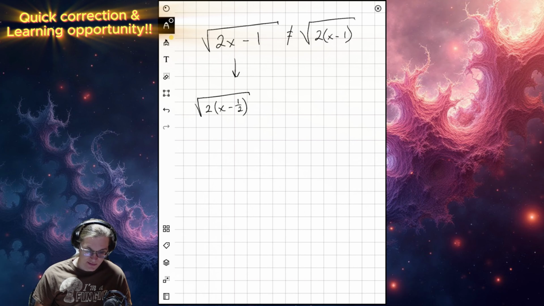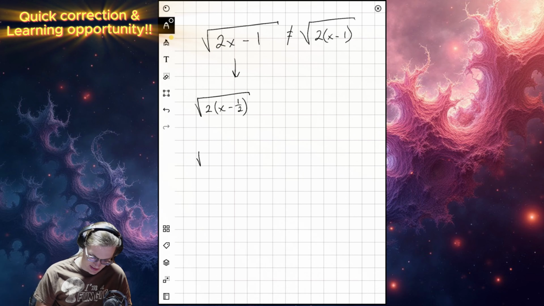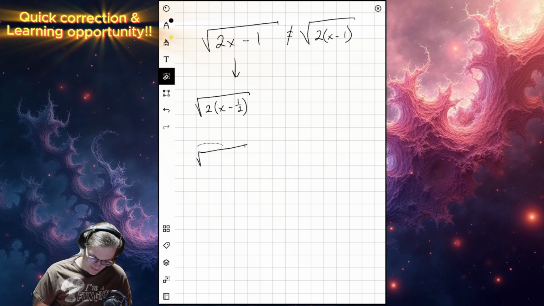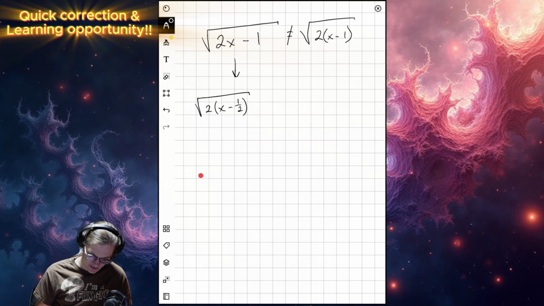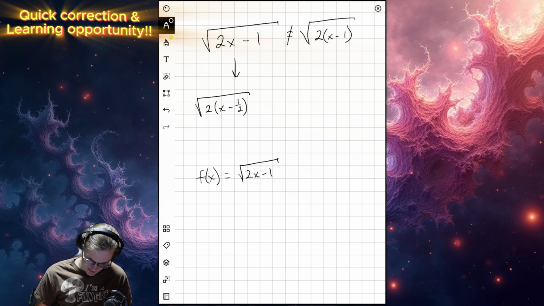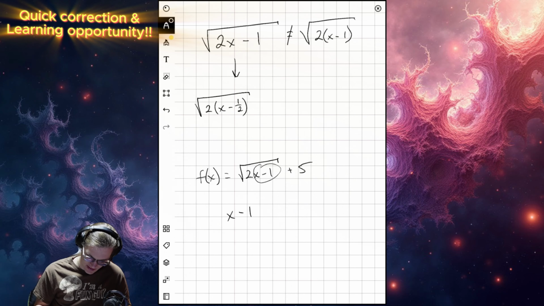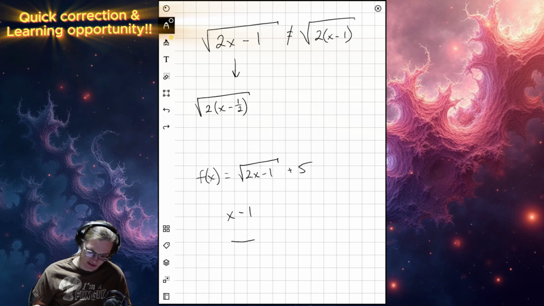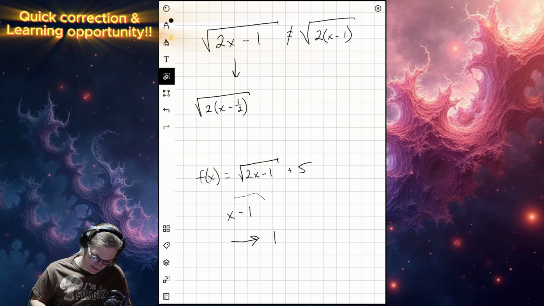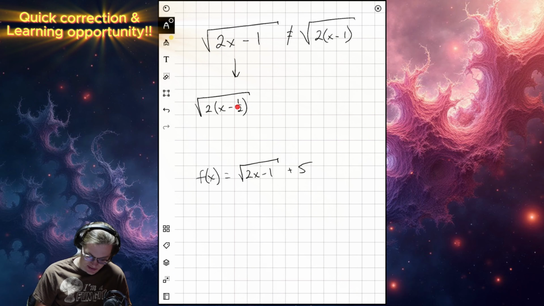So the way I demonstrated it, Desmos shows you something true, but what I'm saying is speaking about a graph that shifts to the right 1, when in reality, if you have f of x equals square root of 2x minus 1 plus 5, you'll just have to make sure that when you're graphing this, you don't just say, okay, it's x minus 1 right here, that means the graph is going to shift to the right 1. That's not the case, because you want to know what is specifically happening to the x.